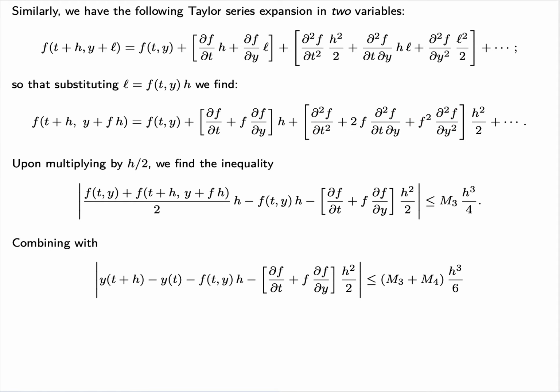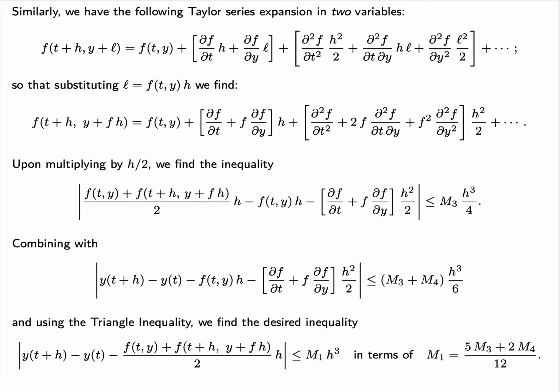Finally, if we combine this with the inequality that we just stated on the previous screen, we can use the triangle inequality to find the desired inequality from lemma number 1. Here, notice that the constant m sub 1 we can express in terms of m sub 3 and m sub 4.